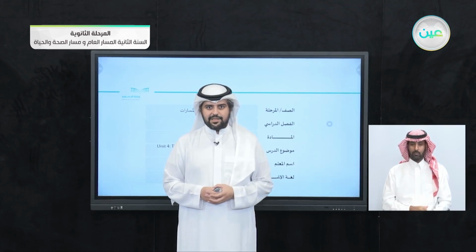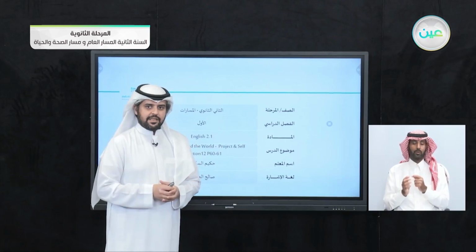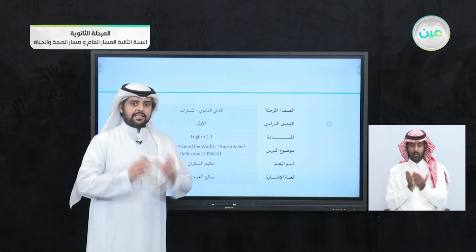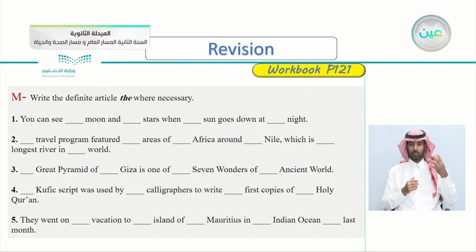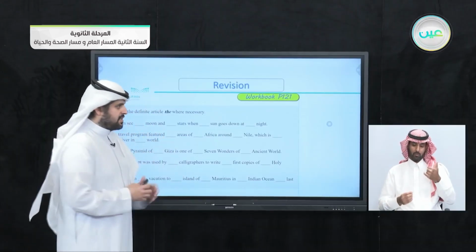I hope that you're happy and healthy and ready for today's lesson, which is Unit 4, TV Around the World, the project and the self-reflection, which is the final lesson in this unit and in this curriculum. So before we indulge in our lesson, let's take some revision here from the workbook, page 121, exercise M. Write the definite article the where necessary. So we'll be writing the article the where necessary, and if it's not necessary, we just leave it.